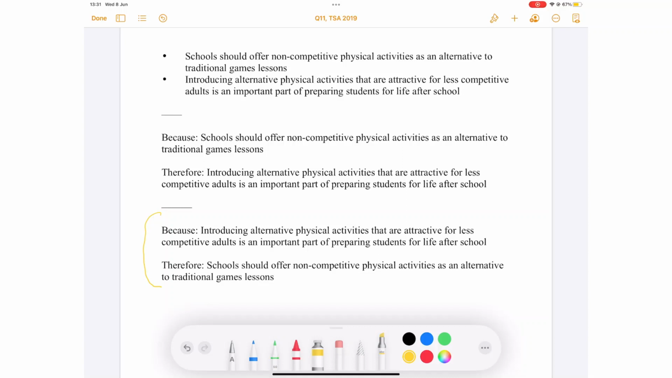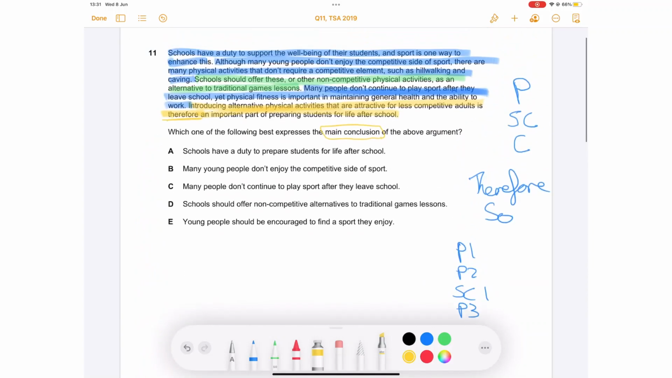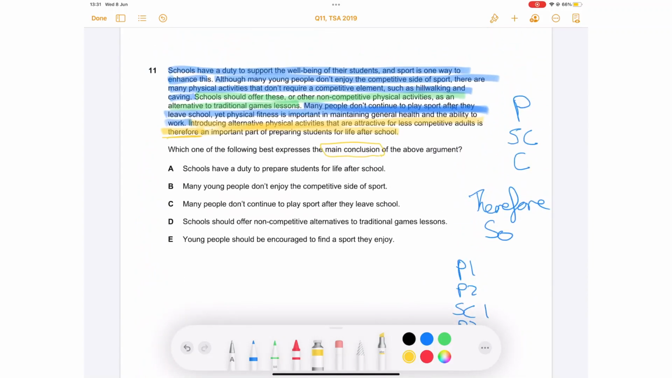And then this second sentence here is our conclusion. So premise, i.e. subconclusion, in this case subconclusion, and conclusion. But don't be worried if you thought that this first formulation here didn't seem immediately totally wrong, because the TSA isn't about absolutes, it's about comparing between two answers. There isn't one right answer here and 4 wrong answers.